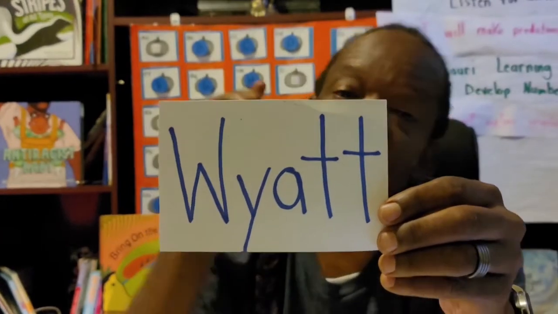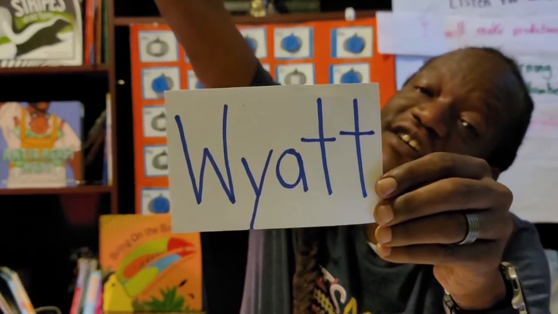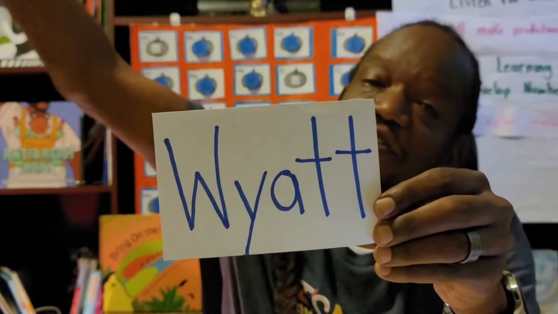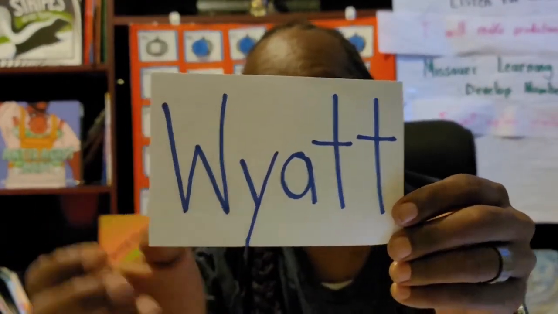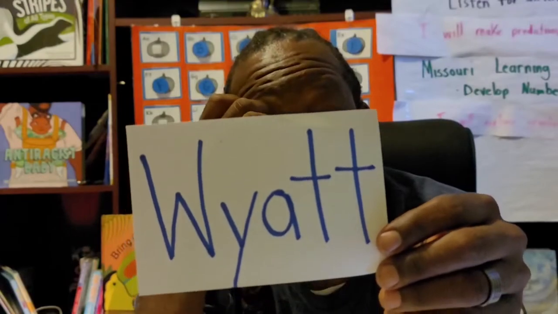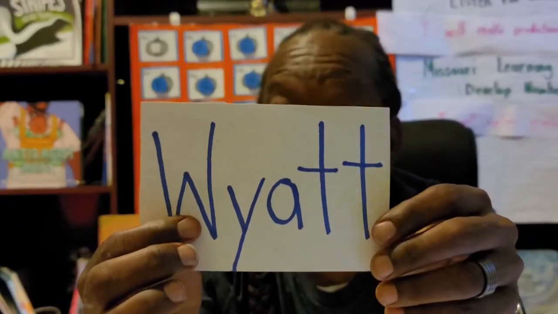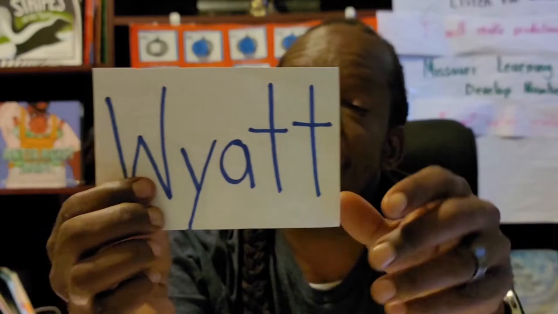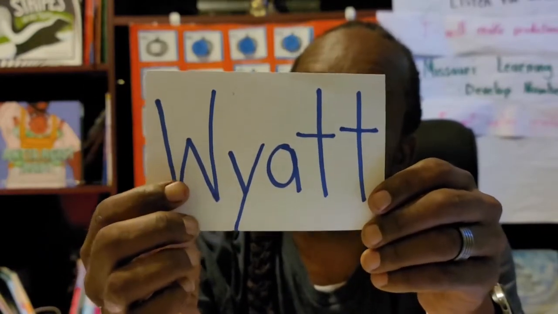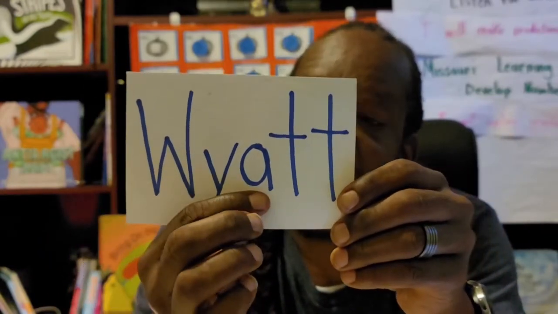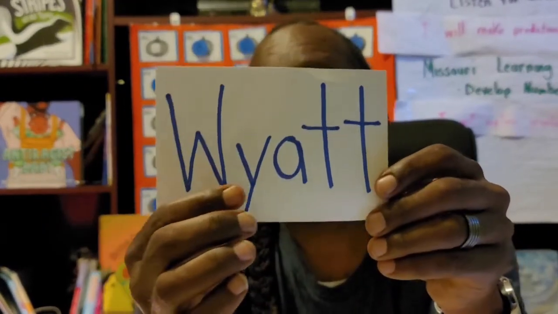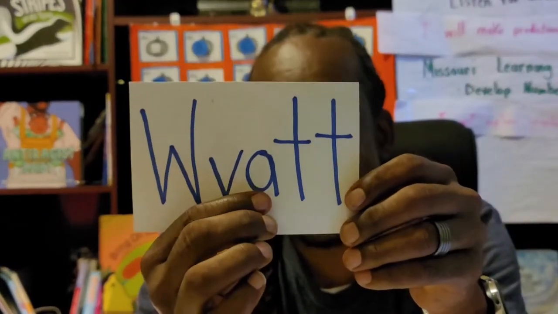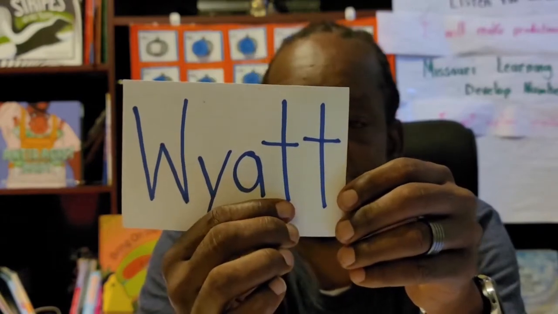If this is your name, put your hand in the air and wave it like you just don't care. That's right. That is Wyatt. What letter does Wyatt's name start with? A capital W. Okay, mimic me. W, Y, A. Am I going too fast? I'm sorry. W, Y, A, T, T.